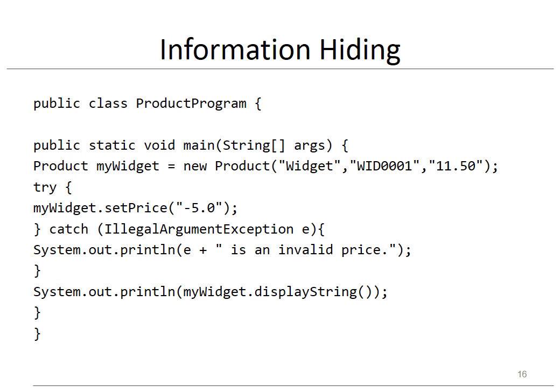Here you can see how our product program class has been adjusted. We now use the setPrice method to change the price of myWidget. The exception can be caught using the try-catch block we discussed in the previous chapter. What do you think will happen if we run this code?